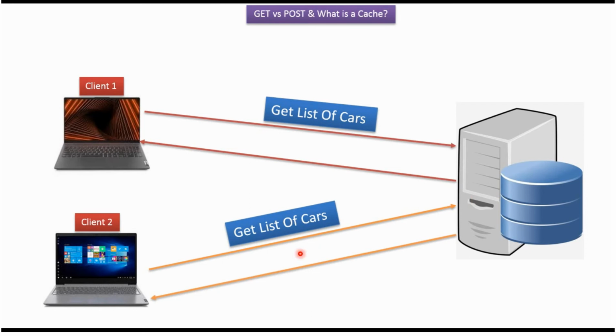Like that there are hundreds of clients sending get list of cars requests to the main server, and this list of cars information won't change frequently. In that case every time the server has to process the request and send the response back, and it will be overhead for the main server. To avoid this, we can introduce caching technology.